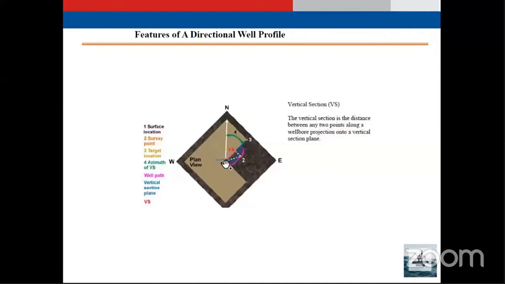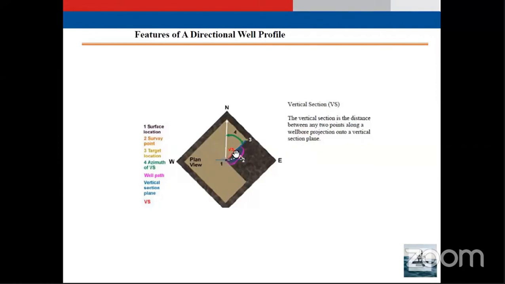Number 1 is the surface location. Number 2 is the survey point or selected point on the well path. Number 3 is the target location. So 1 is the surface location, 3 is the target location, and the well path will be straight from the surface to the target location. So I need to know the vertical section.